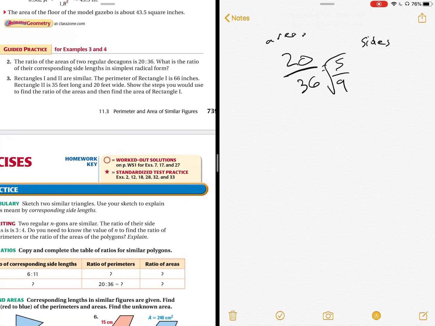I want to square root that. So that's really square root of 5 over square root of 9. You could take the square root of 9 on the bottom. You're going to leave the top as a radical. And so the ratio of the side lengths would be radical 5 to 3.